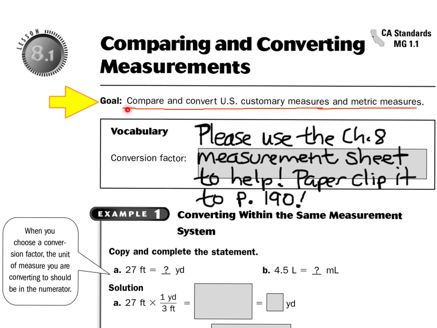Anyway, look at our goal today. We're in Chapter 8, and we want to compare and convert U.S. customary systems. That's our system, okay? And then the metric system. Now, I'm going to give you a page to help you, so please use the Chapter 8 measurement sheet to help. And I want you to paper clip it to page 190 in your note-taking guide, so you always have it handy. All right?